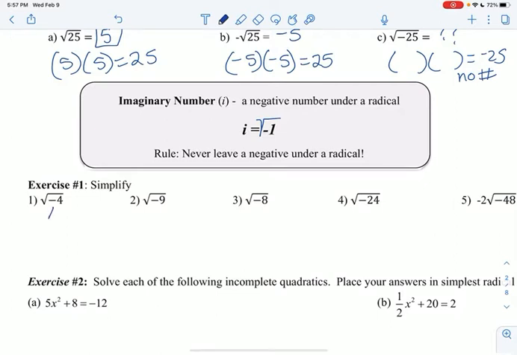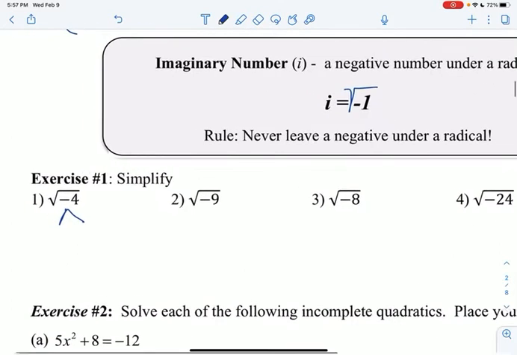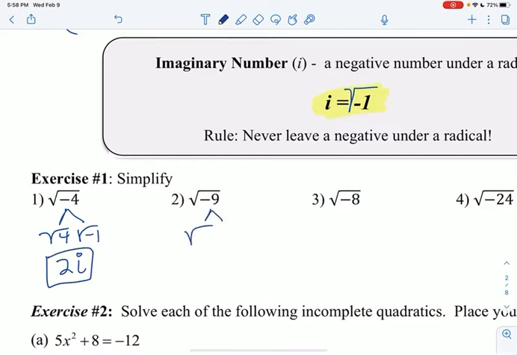So let me show you how I deal with this. Exercise 1, square root of negative 4. Basically, I'm going to make it equal to the square root of 4 times the square root of negative 1. The square root of 4 is 2, and the square root of negative 1 is i, because I just learned that up here. Square root of negative 1 equals i. So my answer is 2i. Square root of negative 9. Well, square root of 9 times square root of negative 1. Square root of 9 is 3, and the square root of negative 1 is i, so it's 3i. Those are pretty easy because those are perfect squares.